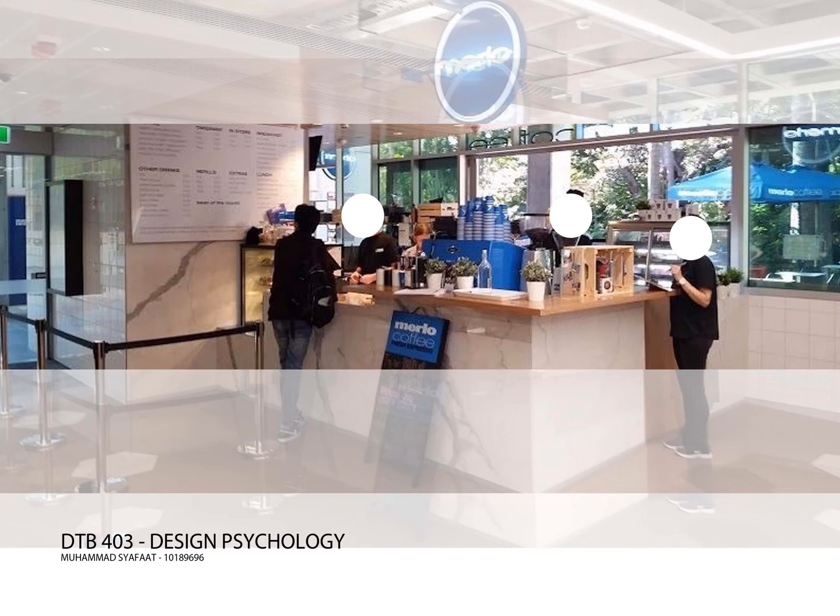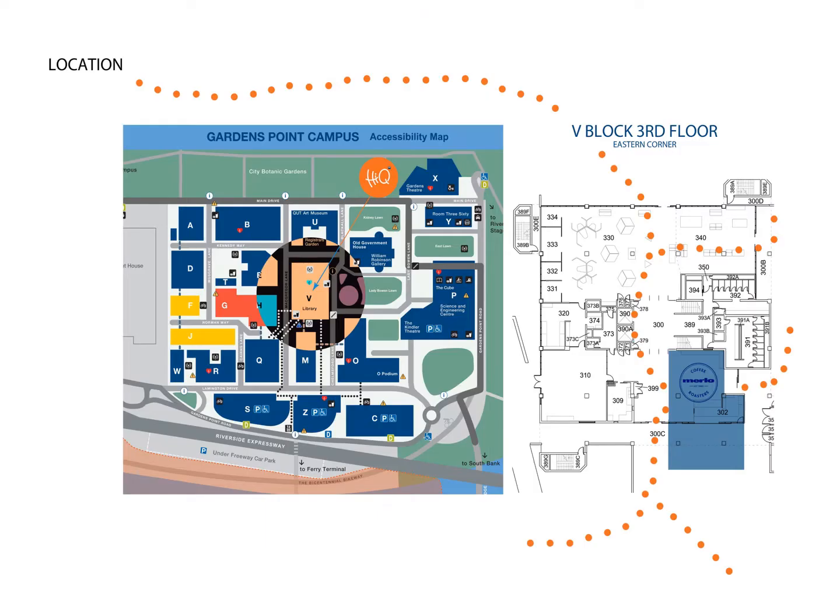This is the presentation for DTB403 Design Psychology Assignment 1 Analysis. The location is at V Block, third floor, eastern corner of the building near the High Q Center, and the place would be MERLO Cafe.